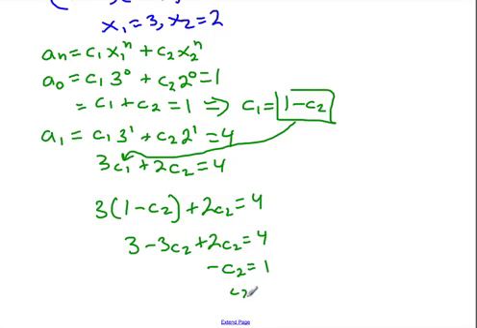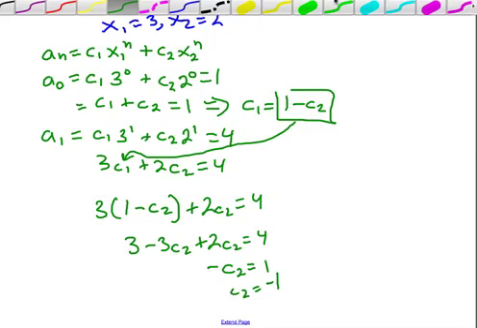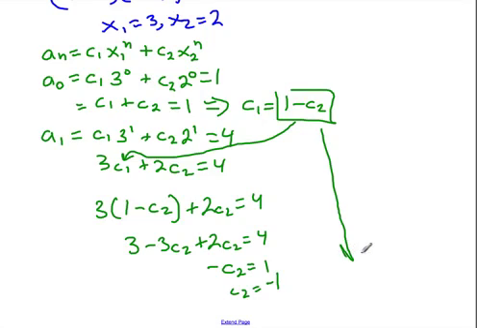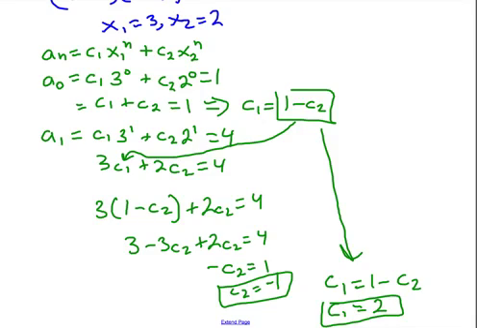And then we're going to have c2 equals negative 1. Okay, so now we got the value of c2. We're going to go on and find the value of c1. Actually, we can use this formula right here. c1 equals 1 minus c2, which is 1 minus negative 1, which equals 2. Okay, so c1 equals 2, c2 equals negative 1.